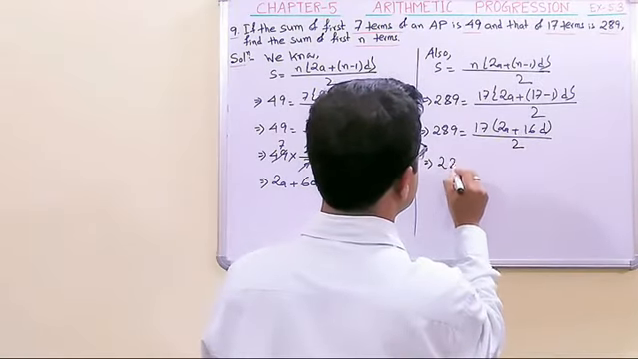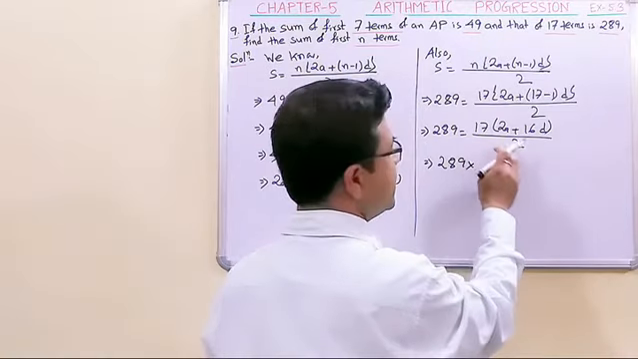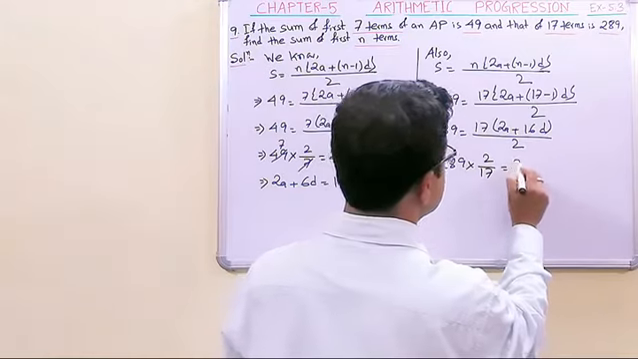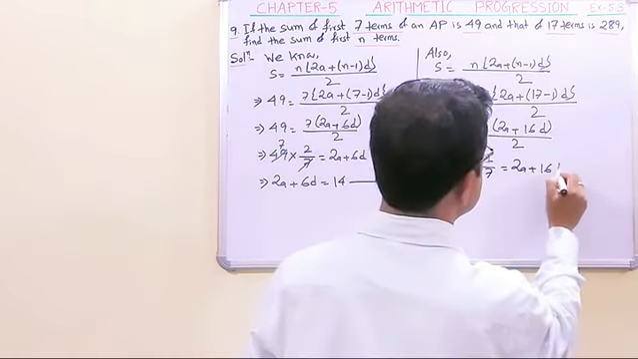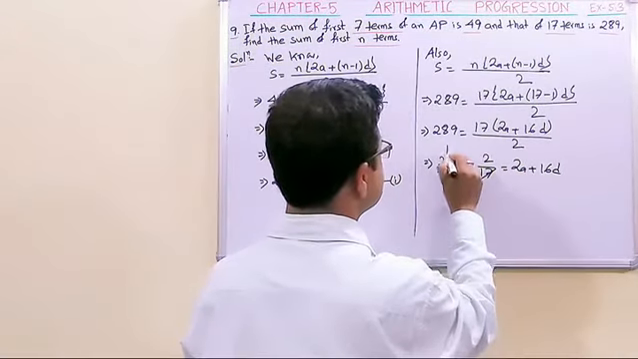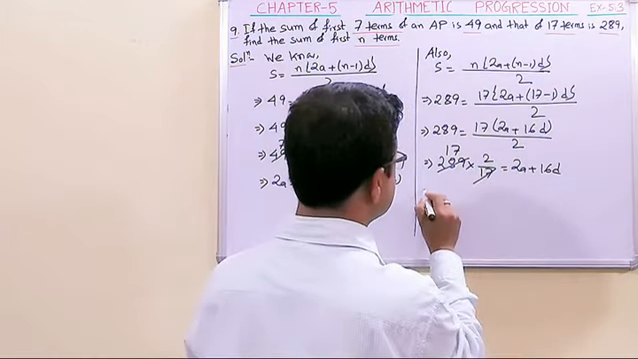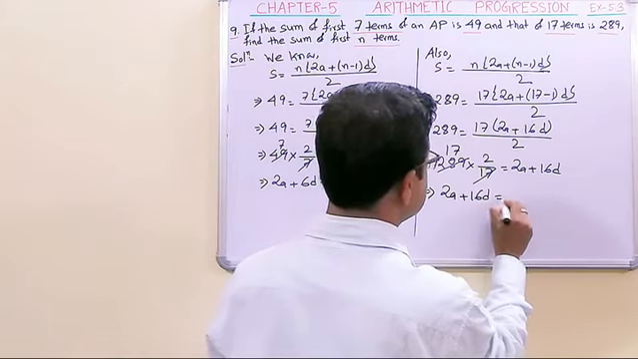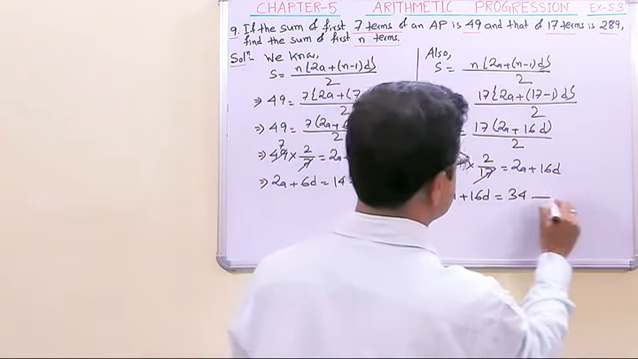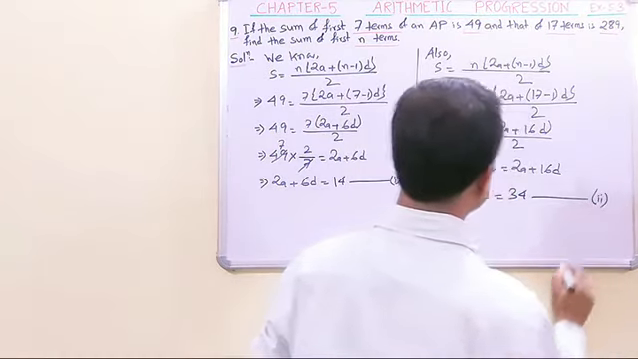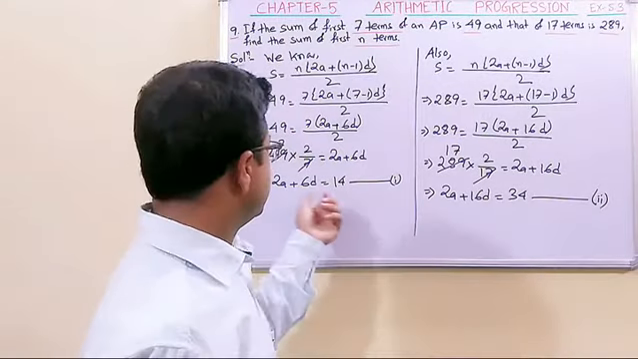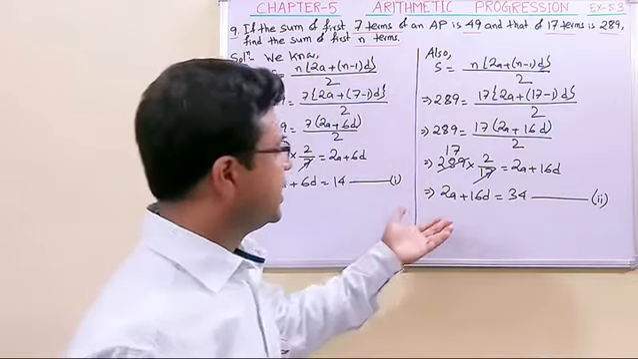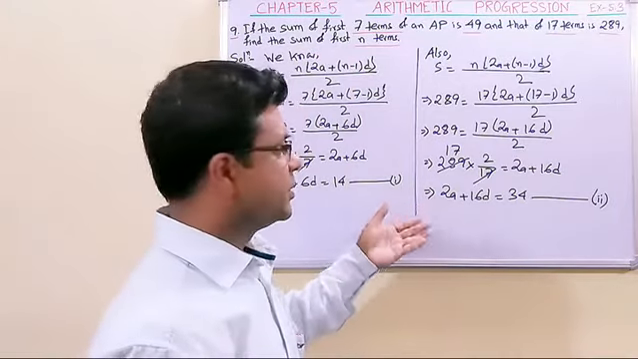So 289. Again we shall bring this 17 by 2 to this side, so it will be 2 by 17 into twice a plus 16d. Okay, we can cancel this. This is 17, 17 twos are 34. So here the equation becomes twice a plus 16d equal to 34. Okay, so we have got two equations. We will solve for a and d. After solving, we shall find this. As there is no space, let us proceed to the next page.